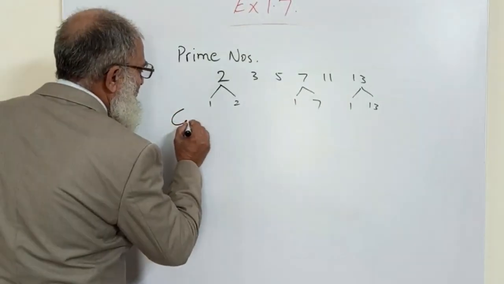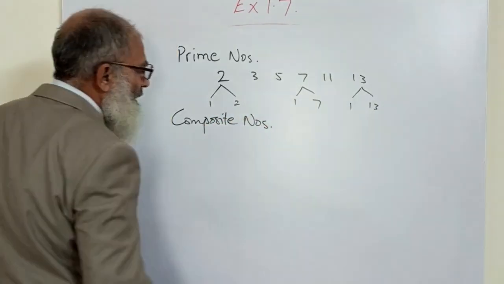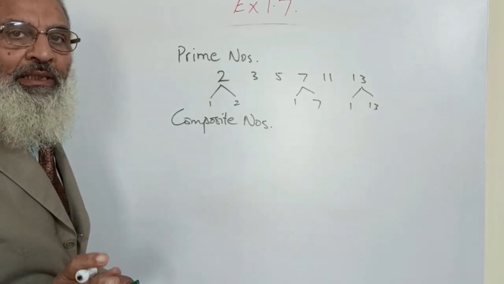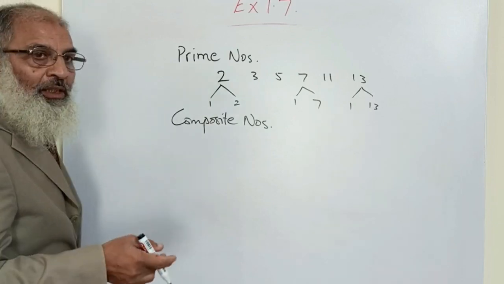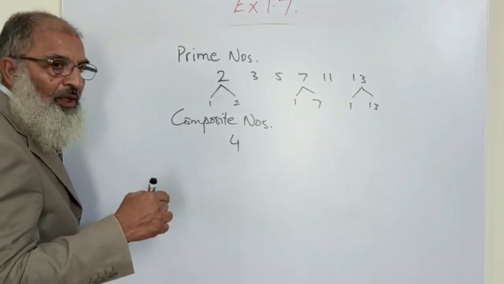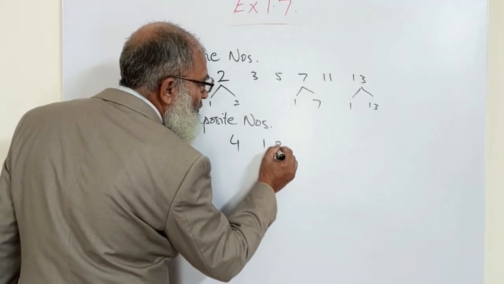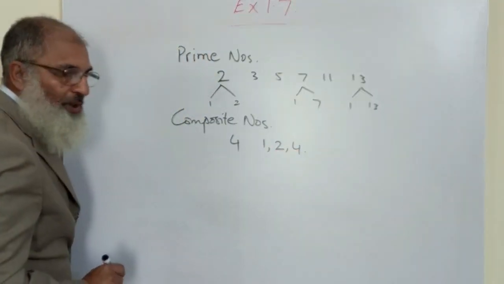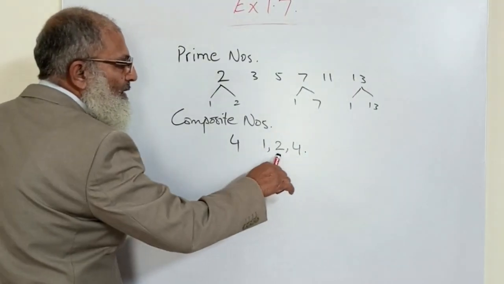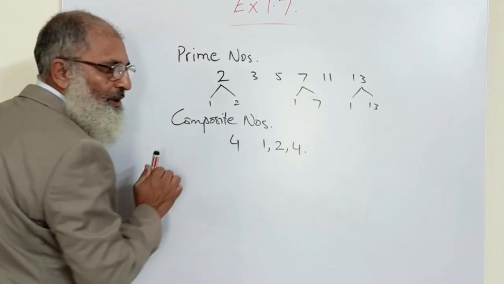Now what are the composite numbers? Composite numbers are the integers that have more than two factors. Let us say, for example, 4. How many factors can I have? They are 1, 2 and 4 itself. Now you see, I have got one additional factor, which is 2, apart from the prime factors. So 4 is a composite number.